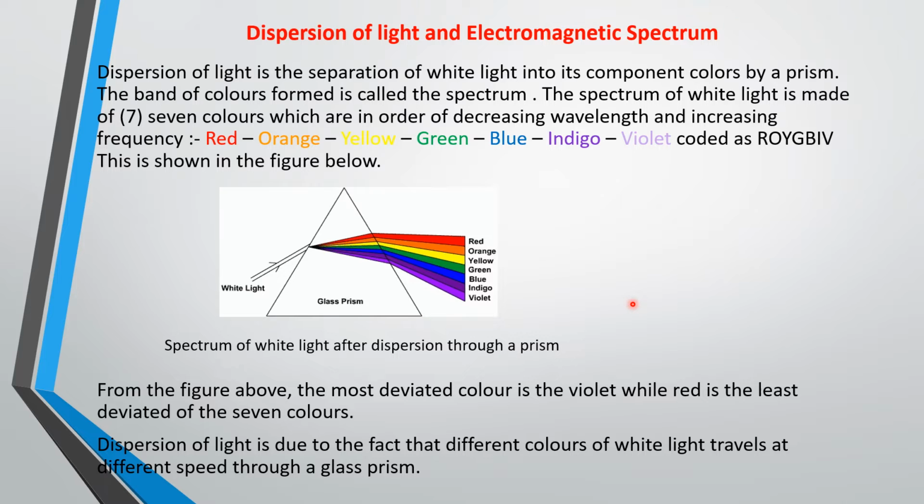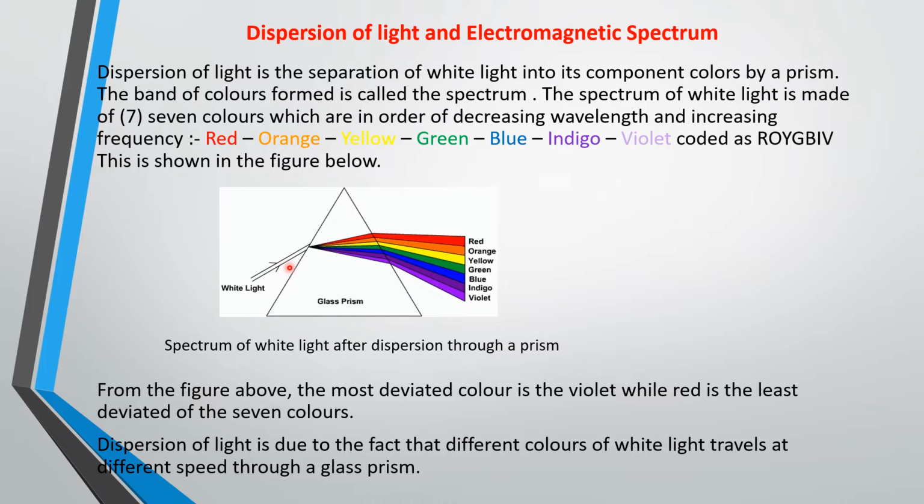So as I said, light that you see appears white, but it is actually made up of different colors. Yes, the light you see from the sun appears white, but it is actually made up of different colors. It is those different colors, when they are combined together, that give you the white light. So dispersion of light is the separation of white light into its component colors by a prism.